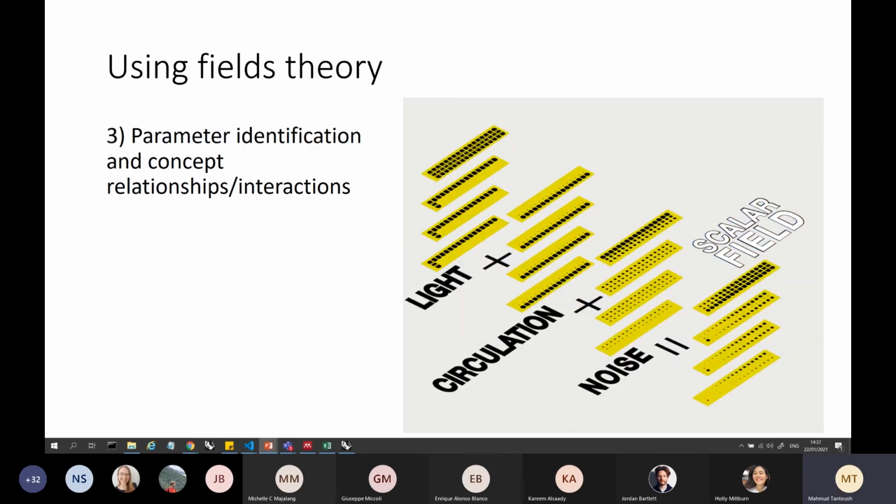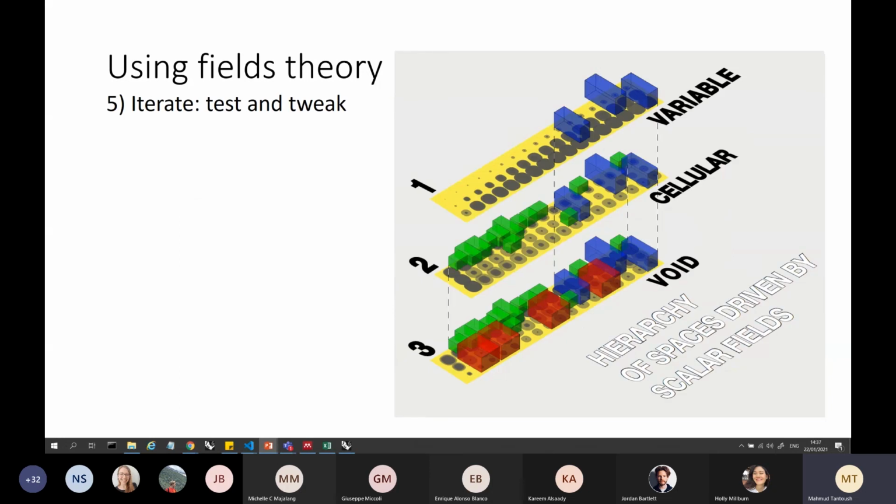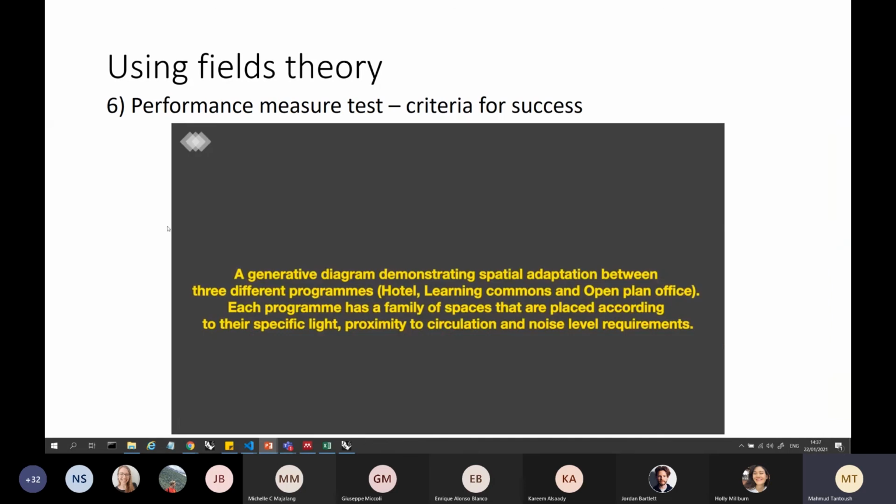So here, the spatial strategy is about arranging certain programs in certain places based on their relationships to other programs, as well as the relationships to the existing conditions that are offered on the site. Then you develop the script, a computer script in Grasshopper, and then you test it and tweak it to whatever suits you. So testing and tweaking: what happens if you have this arrangement or that arrangement, and how does it work?